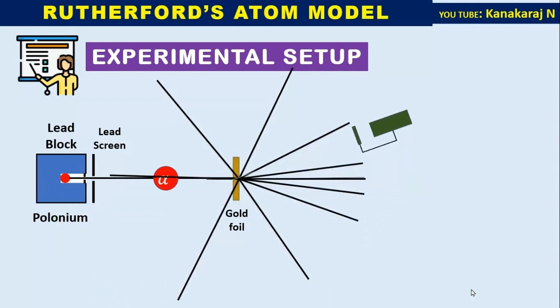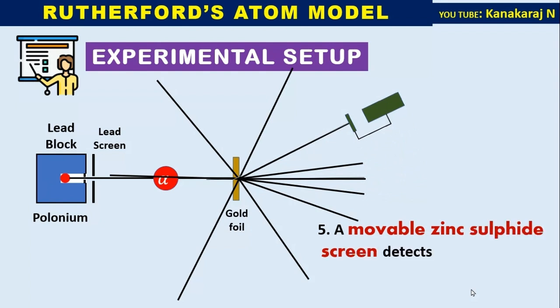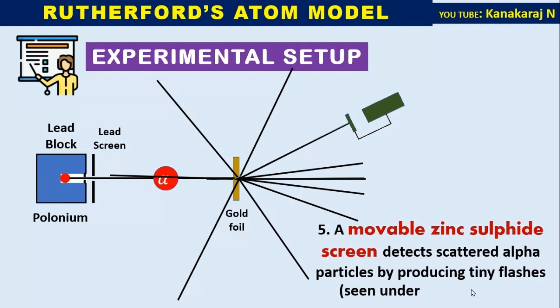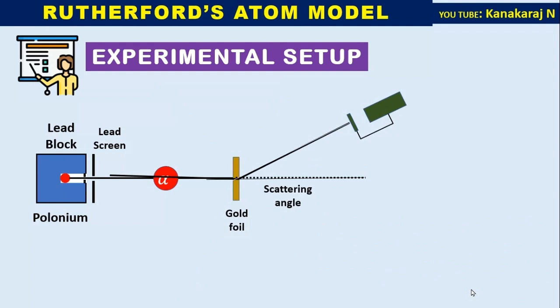Let us fix this microscope at a particular scattering angle. A movable zinc sulfide screen detects scattered alpha particles by producing tiny flashes seen under a microscope. The scattering angle is theta. The fluorescent screen, the flash of light, and the microscope.